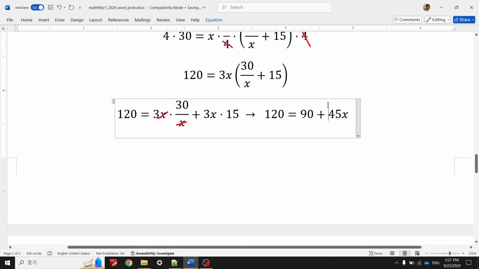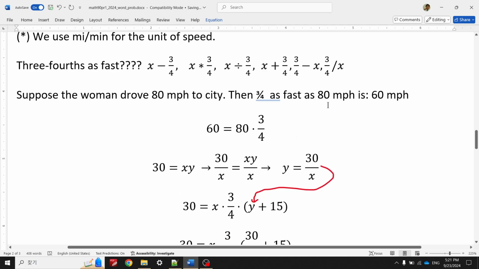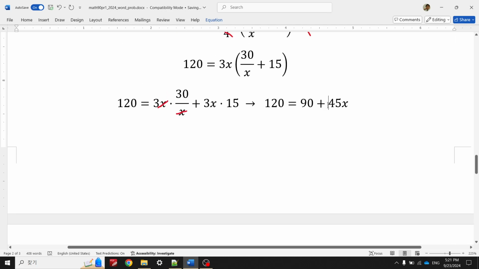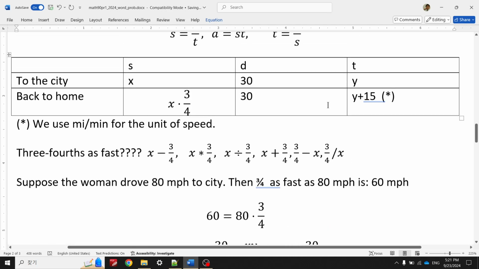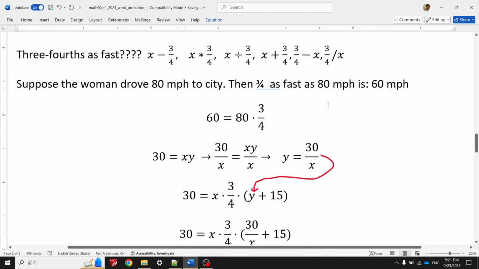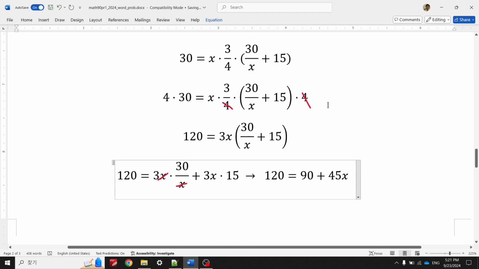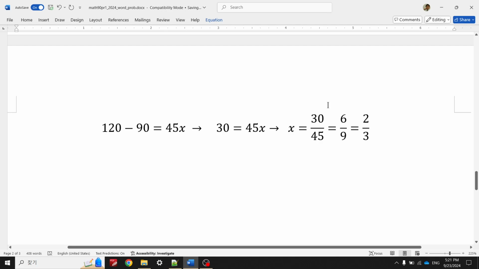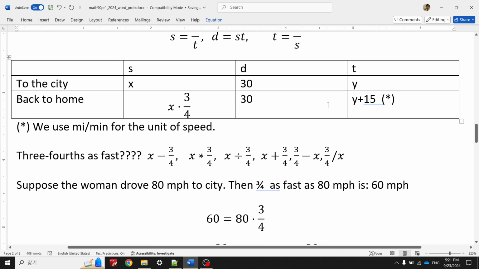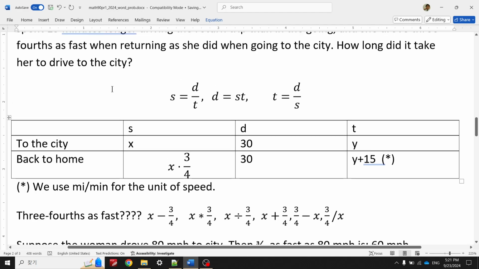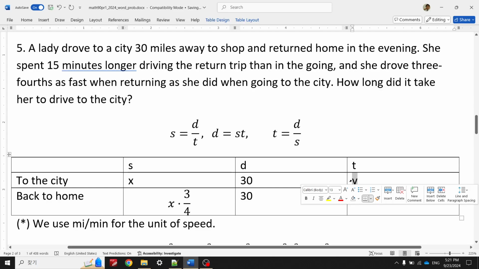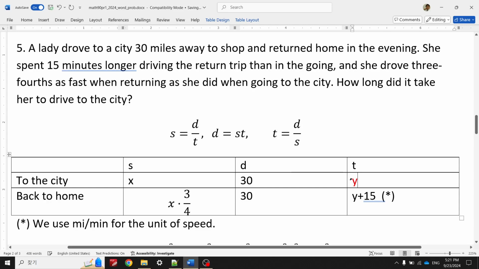Okay, just a minute. All right, so do you have any questions so far? Is this okay? The rest is just algebra. Okay, so once you have x equals 2/3, let's see, what are we trying to do? How long did it take to drive to the city? So it's asking for this one. This is the actual value that we're looking for.